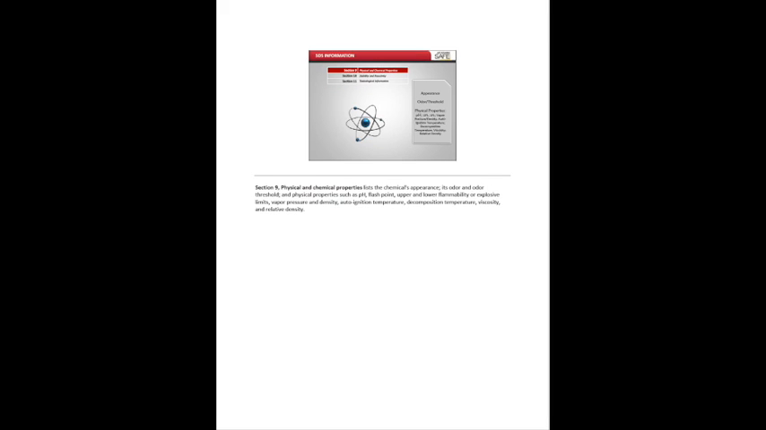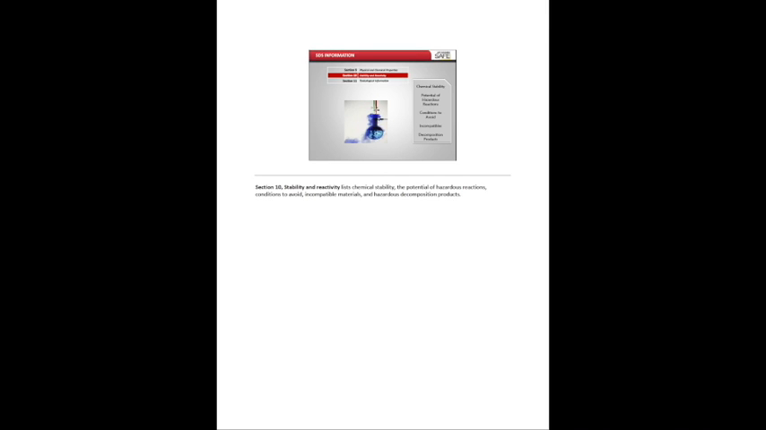Next slide. Section 9, Physical and Chemical Properties, lists the chemical's appearance, its odor and odor threshold, and physical properties such as pH, flash point, upper and lower flammability or explosive limits, vapor pressure and density, auto-ignition temperature, decomposition temperature, viscosity, and relative density. Next slide. Section 10, Stability and Reactivity, lists chemical stability, the potential of hazardous reactions, conditions to avoid, incompatible materials, and hazardous decomposition products.